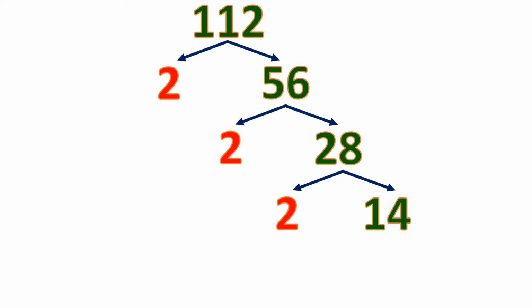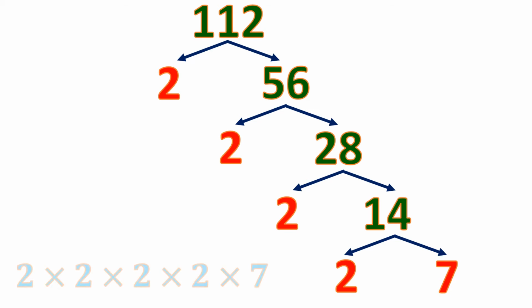Now 14 is not yet prime, so let's continue with 14. We can break it into 2. We have 2 and 7, where 7 is already prime. And so we have these numbers 2, 2, 2, 2, and 7. So there are four 2's and 7. So the prime factorization of 112 is 2 times 2 times 2 times 2 times 7. So this is the form of 112 in prime numbers.